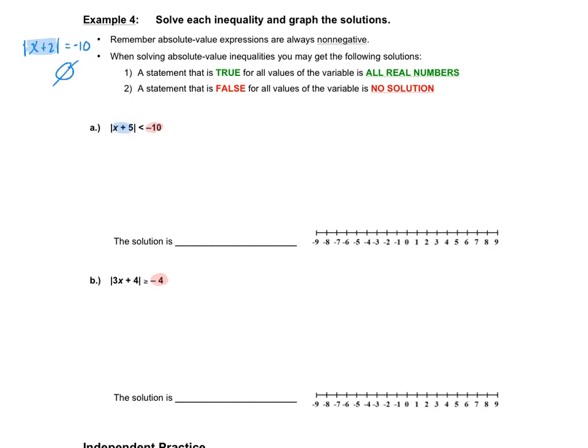So if this number, don't look at the x plus 5, just think, whatever's here, when it comes out as a positive number, could the positive number ever be less than negative 10? Because the answer is no, this is no solution. So you'll never have a less than a negative number. Could a positive number be greater than or equal to negative 4? Yes, it could. That's true.